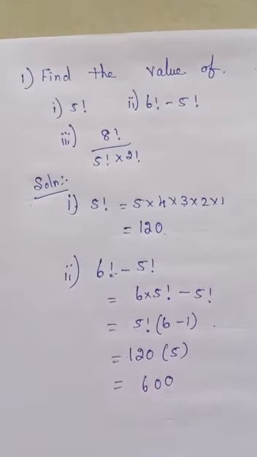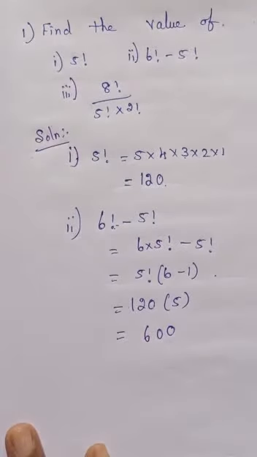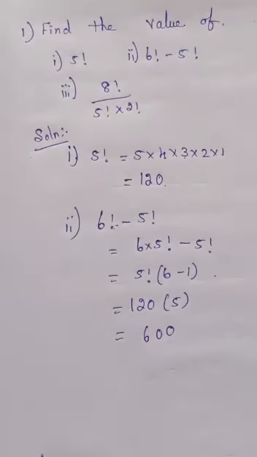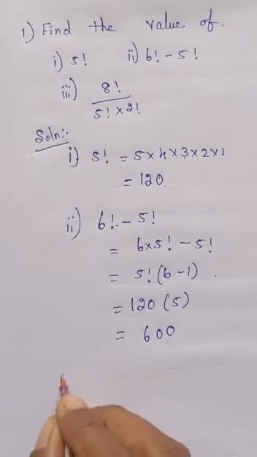So our total answer is 600. Is that clear? Or else find 6 factorial separately minus 5 factorial. The next, third subdivision.